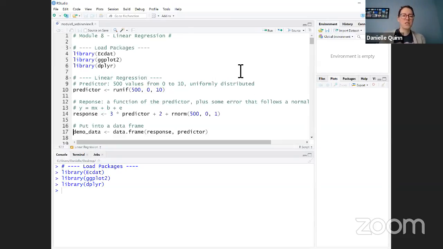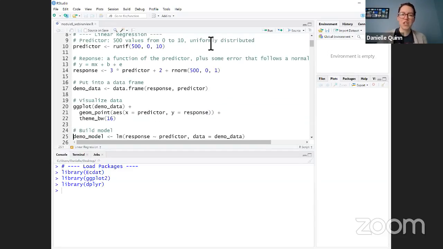So what we're going to do in this little demonstration portion here, we're going to say, let's make up some data that we know has a great linear relationship. So we have a predictor. Here we are randomly generating 500 values from 0 to 10, and they're going to have uniform distribution. So in other words, across 0 to 10, you're going to have pretty much the same number of each of those.